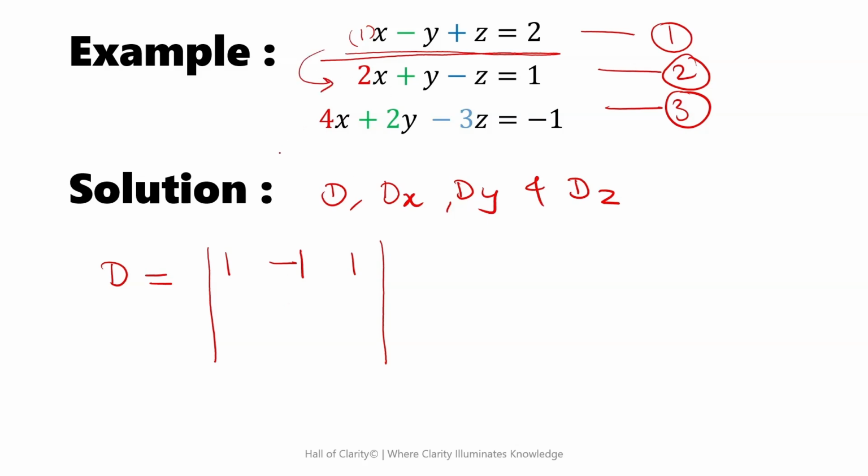Similarly, we will write the coefficients of x, y and z for equation number 2. So the coefficients for equation 2 are: x is 2, y is plus 1 and z is minus 1. So 2, plus 1, minus 1. Similarly, we will write the coefficients of x, y and z for equation number 3 in the third row. So the coefficient of x is 4, y is plus 2 and z is minus 3. Now we will solve this determinant D.